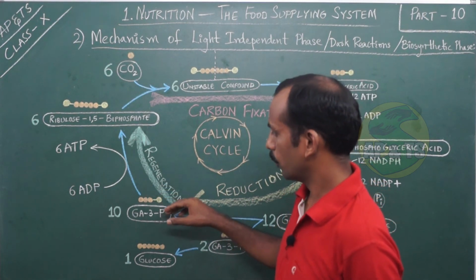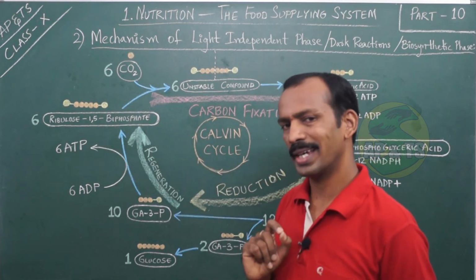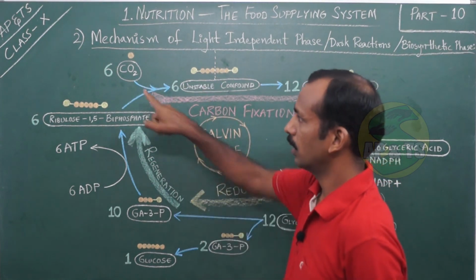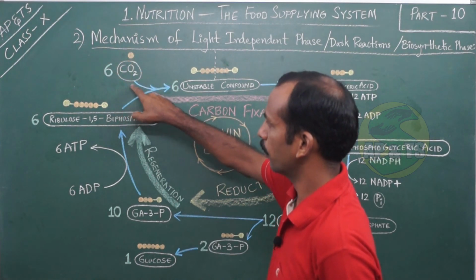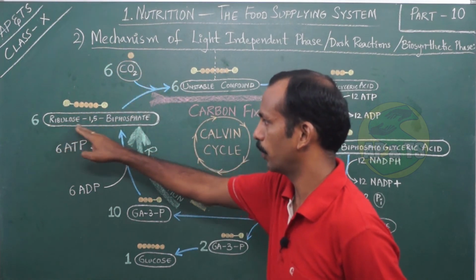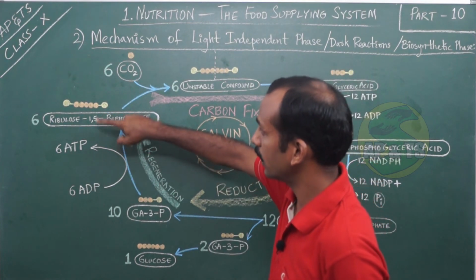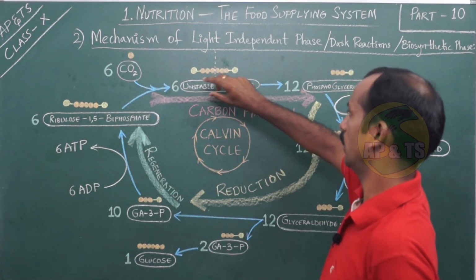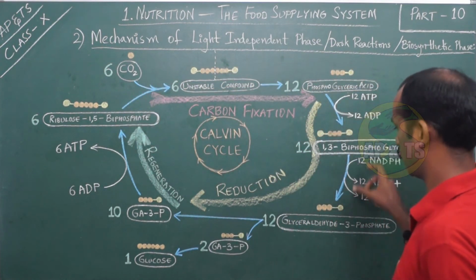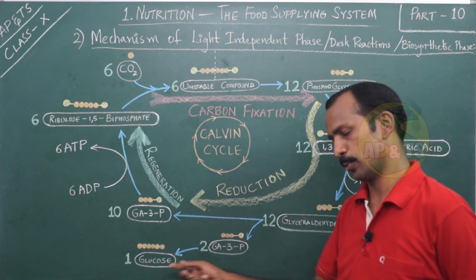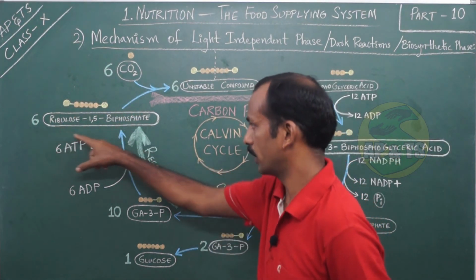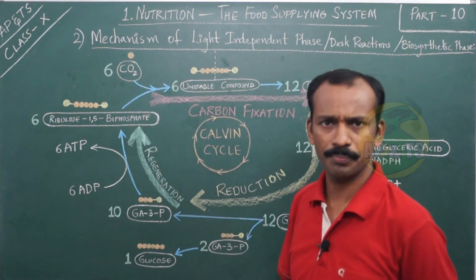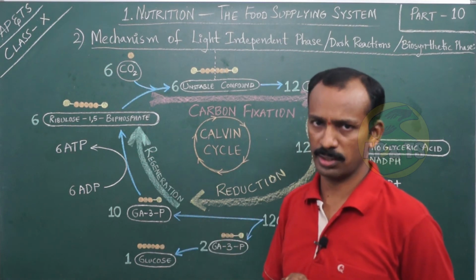Okay children? So in the beginning, when we started the reaction, you have seen that along with carbon dioxide something is added. What is that? This only, ribulose 1,5-biphosphate. If carbon dioxide is added to this, then only you are going to get the unstable compound, and at last somewhere in the middle you get the glucose. If this is not there, with which molecule does the carbon dioxide have to bond? Isn't it? You are not going to get glucose.